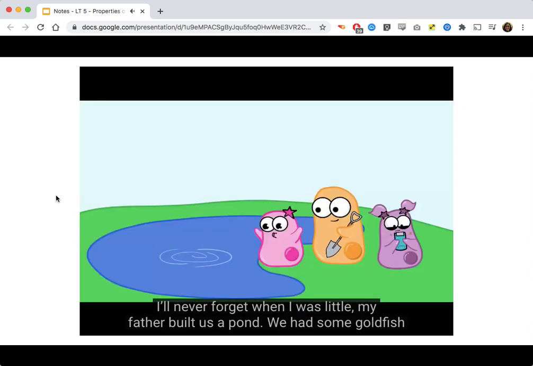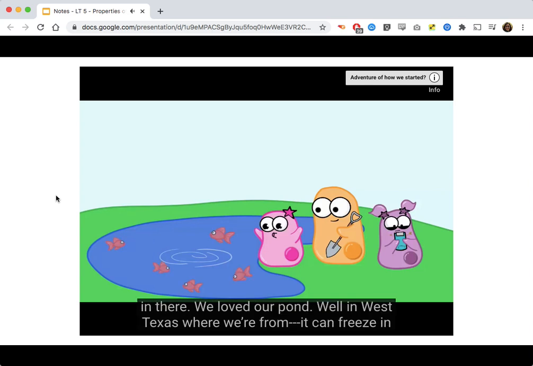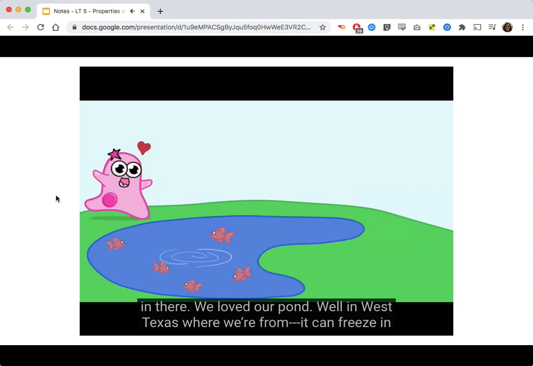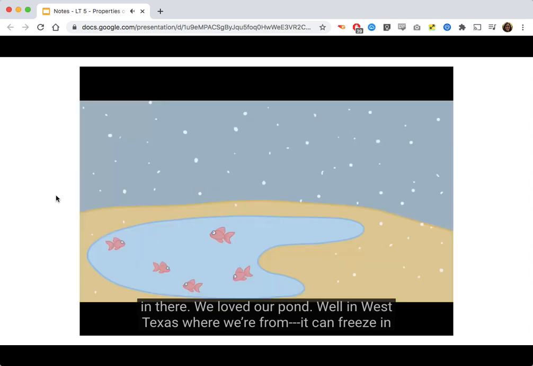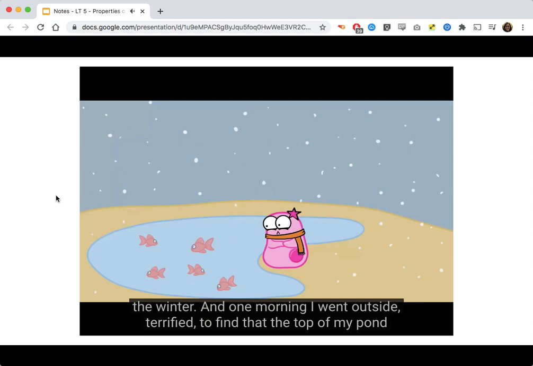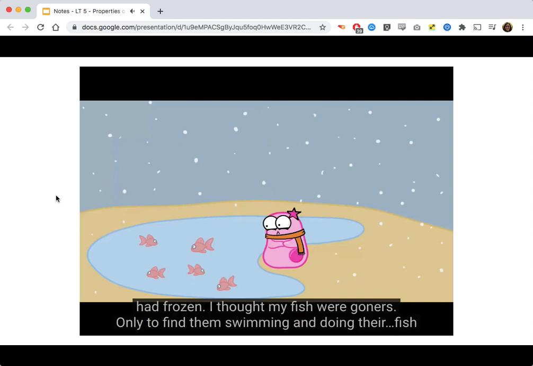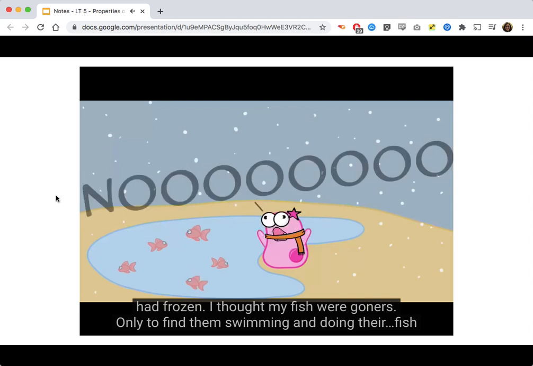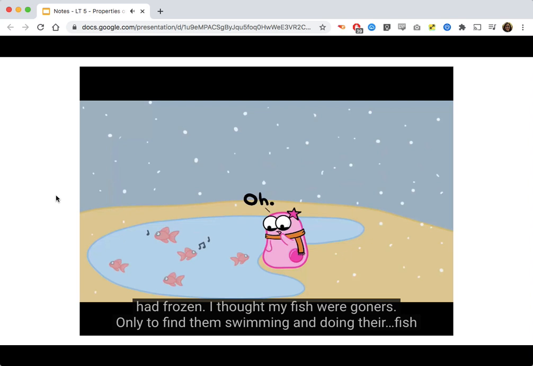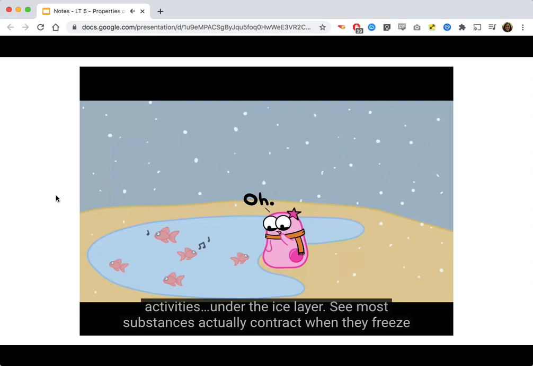I'll never forget when I was little, my father built us a pond. We had some goldfish in there, and I loved this pond. Well, in West Texas, where we're from, it can freeze in the winter. And one morning, I went outside, terrified to find that the top of the pond had frozen. And I thought our fish were goners. Only to find out that they were swimming and doing their fish activities under the ice layer.